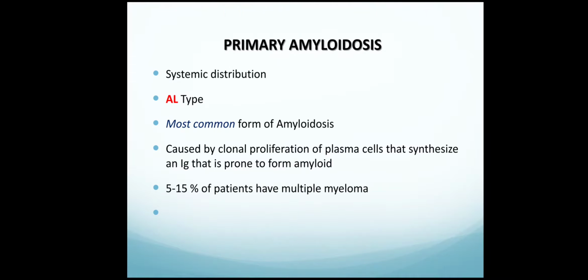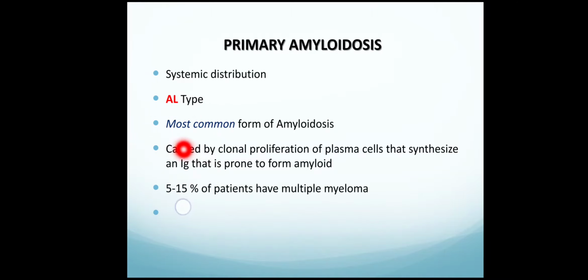Now, primary amyloidosis, just briefly I will tell. So, in primary amyloidosis, there is systemic distribution of the amyloid proteins in various organs of the body, and it is AL type. So, AL type, this I had told you in the systemic amyloidosis, and it is the most common amyloid protein that is deposited.